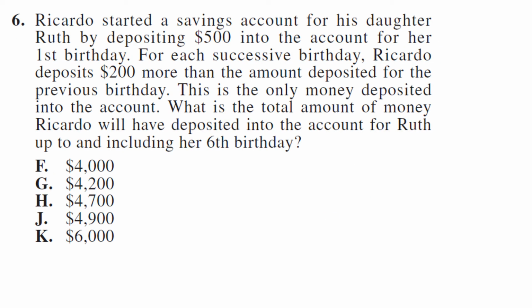Ricardo will start a savings account for his daughter Ruth by depositing $500 into the account for her first birthday. So in year 1, she gets $500. For each successive birthday, Ricardo deposits $200 more than the amount he deposited for her previous birthday. Okay, so that means for year 2, he's going to deposit $700. This is the only amount deposited in the account.